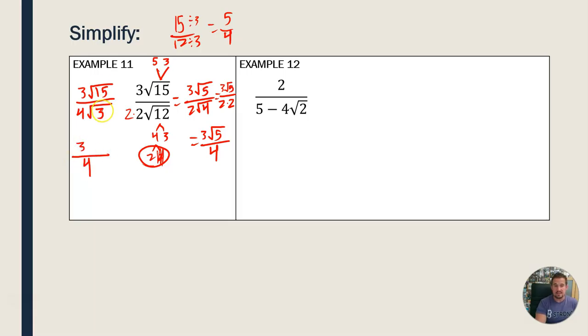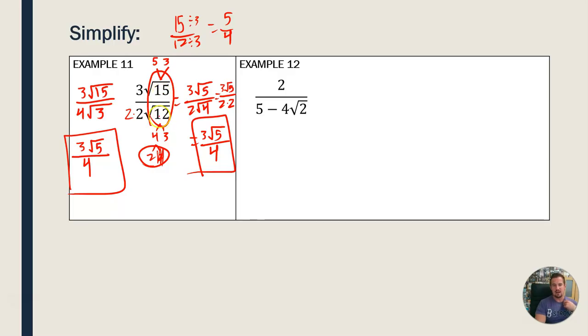But 15 over 3 can simplify to just be 5 over 1. So I end up with the square root of 5 on the top and the square root of 1 on the bottom, but the square root of 1 is just 1. So I end up with 3 square root of 5 over 4, which is the same thing I got the other way. So you have some liberties when simplifying radical expressions, but the key to remember is I can simplify terms that are underneath the square root together.